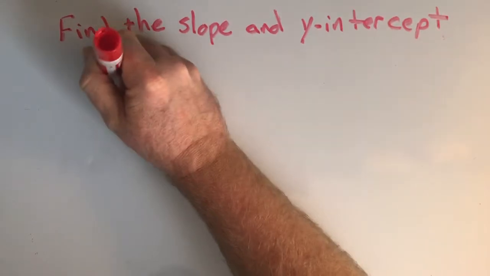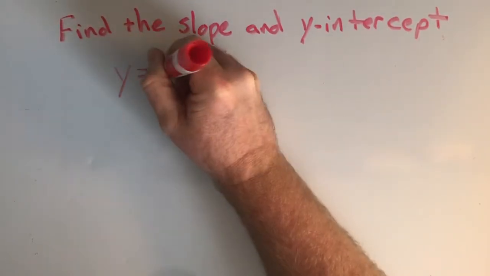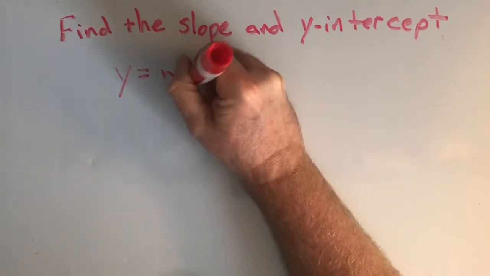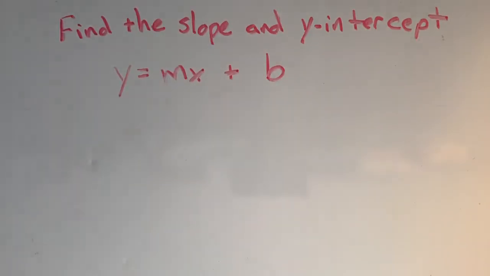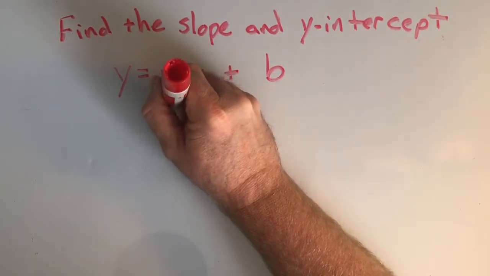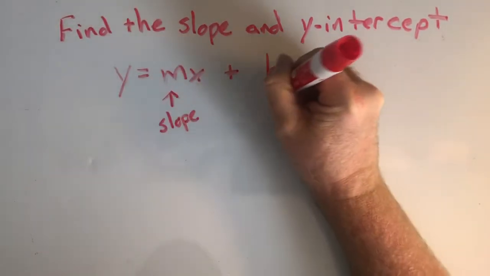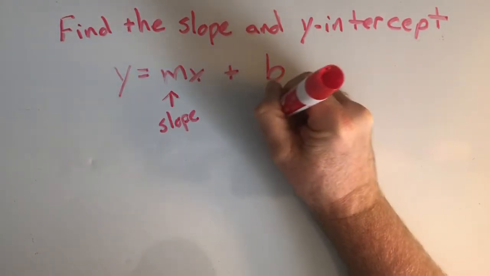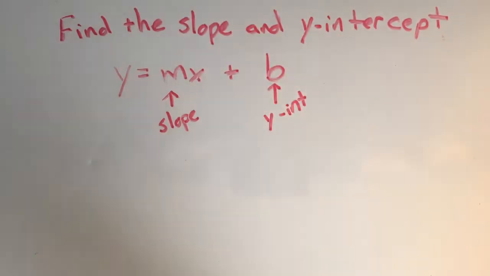So, if I have an equation in the form y equals mx plus b, all right? And I tell you that m is the slope and b is the y-intercept. All right?